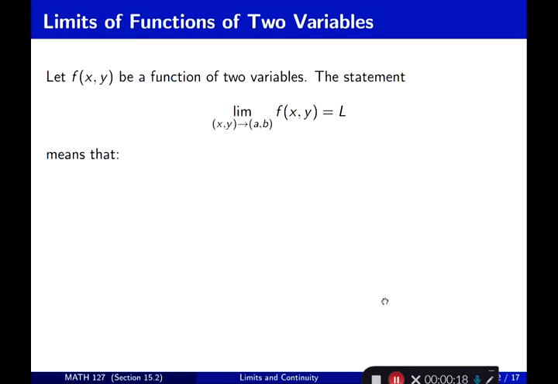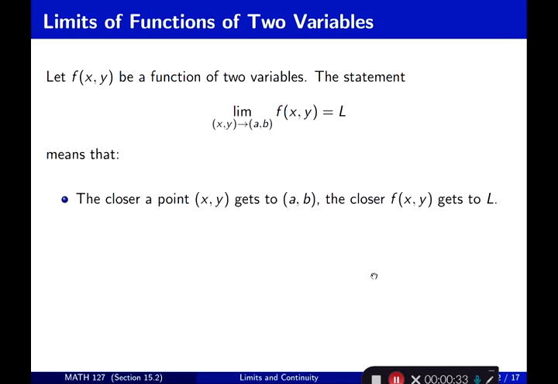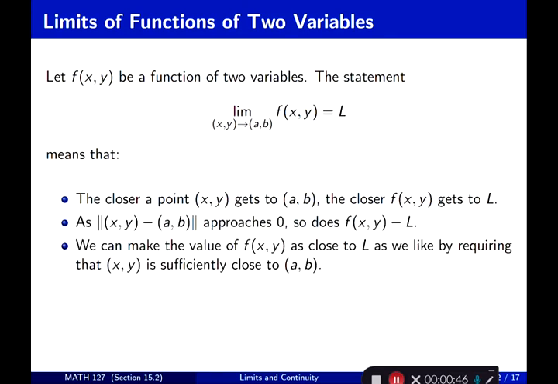The statement limit as point x and y goes to point a and b of f of x and y equal to L means the closer the point x and y gets to a and b, the closer f of x and y, which is a scalar, gets to L. Or, as the distance between points x and y and a and b approaches 0, so does the difference between f of x and y and L.